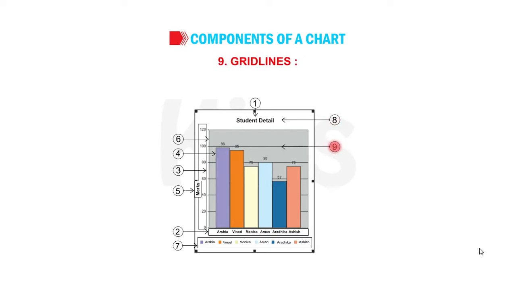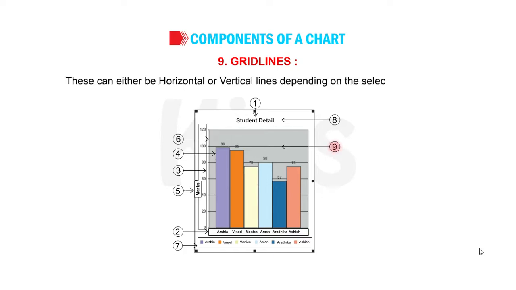Number 9. Grid line. These can either be horizontal or vertical lines depending on the selected chart type. They extend across the plot area of the chart. Grid lines make it easier to read and understand the values.